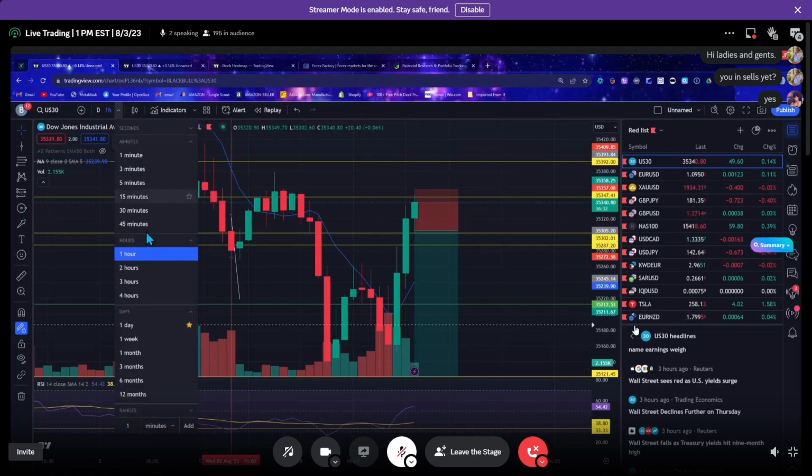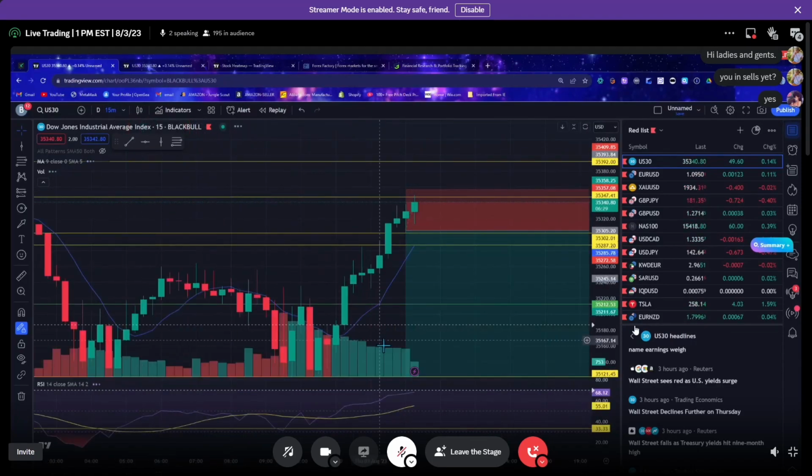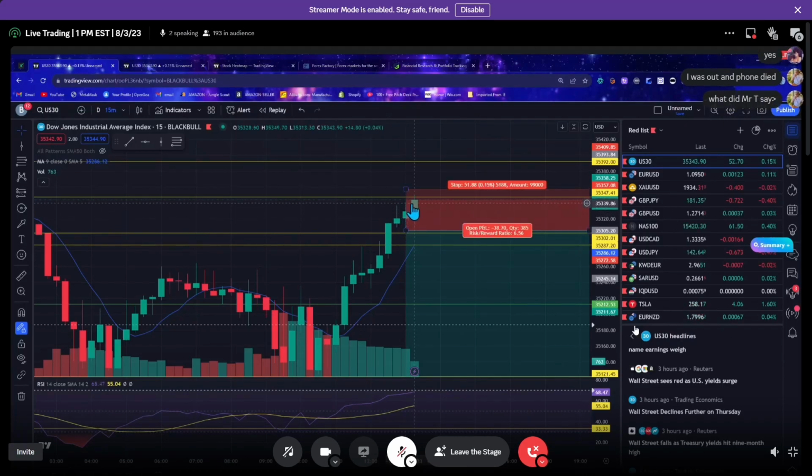Let me go down to the 15 minute. RSI is about to hit on the 15. Getting close. But as you can see, the bodies of these candles are getting smaller. So that's good. This one's a little bit bigger.